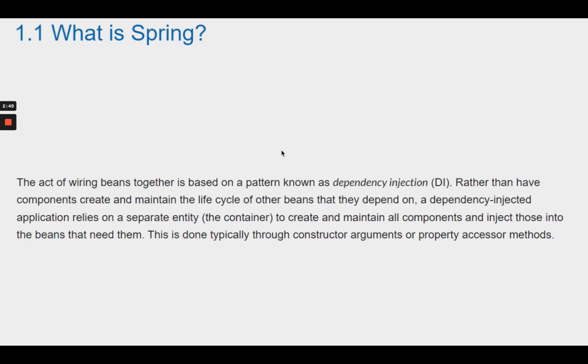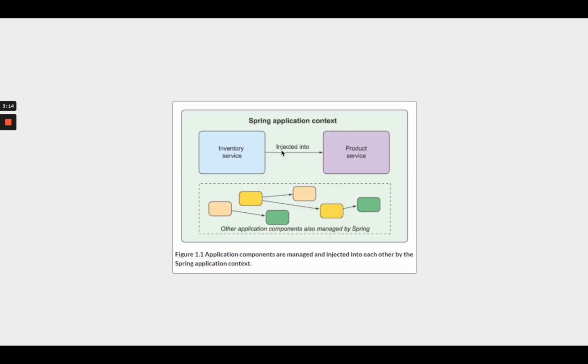The act of wiring beans together is based on a pattern known as dependency injection, DI. Rather than have components create and maintain the life cycle of other beans that they depend on, a dependency-injected application relies on a separate entity, the container, to create and maintain all components and inject those into the beans that need them. This is done typically through constructor arguments or property accessor methods.